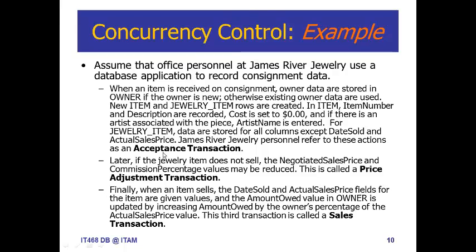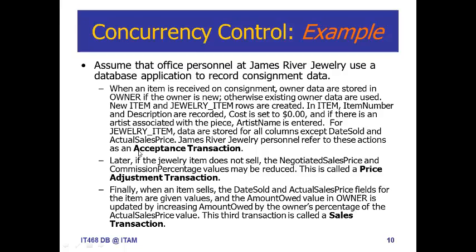Using the first one for example, the acceptance transaction. As we read through the transaction description, it means that at James River Jewelry Company, if a new kind of item is received, we need to first insert a new row into the owner table. So the owner table needs to be updated. And in addition, a new record also needs to be inserted into the item table and jewelry item table accordingly as well.